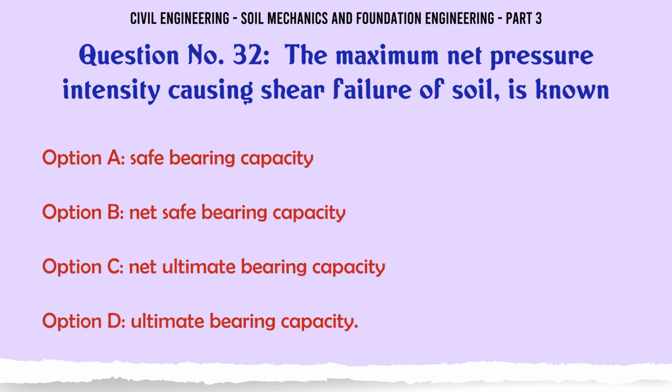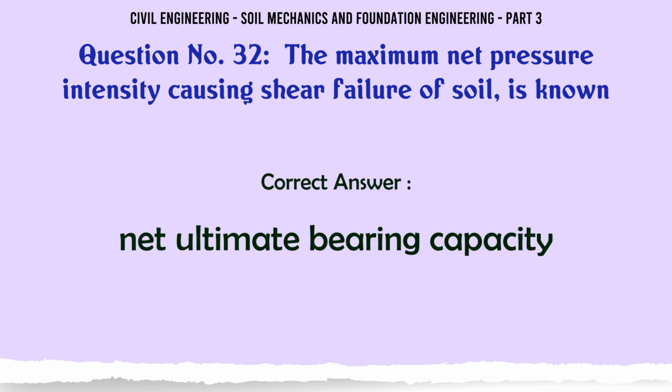The maximum net pressure intensity causing shear failure of soil is known as: A. Safe bearing capacity, B. Net safe bearing capacity, C. Net ultimate bearing capacity, D. Ultimate bearing capacity. The correct answer is net ultimate bearing capacity.